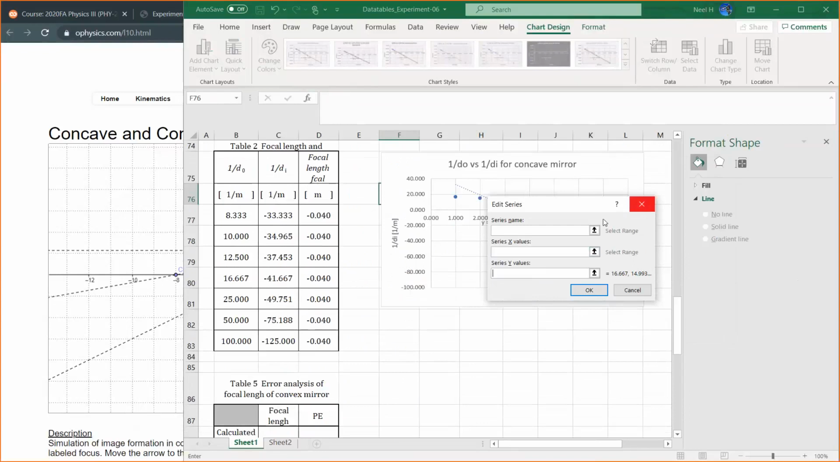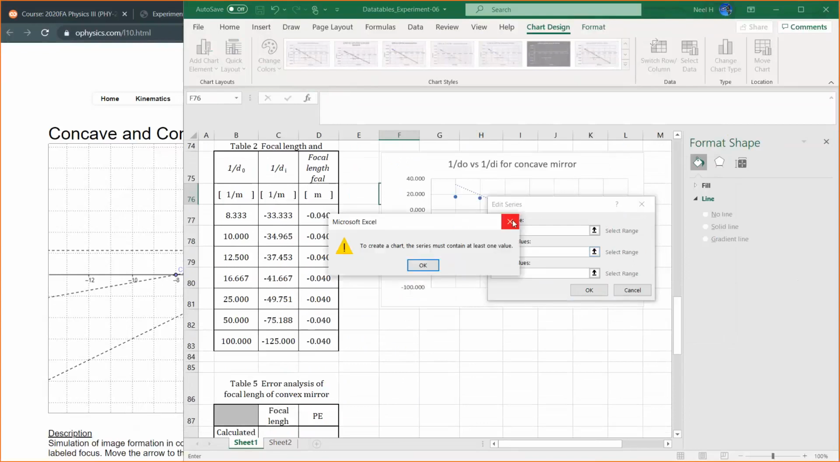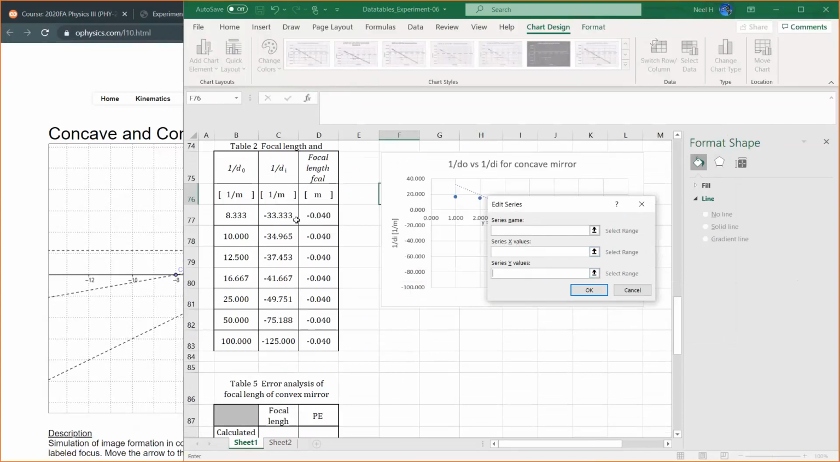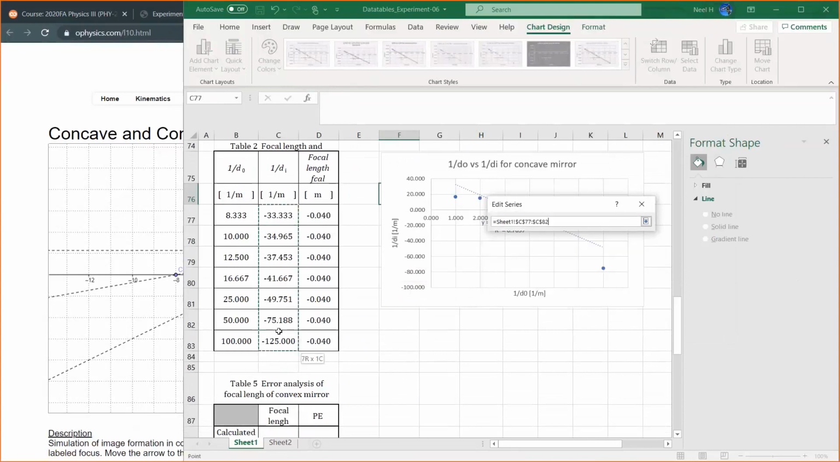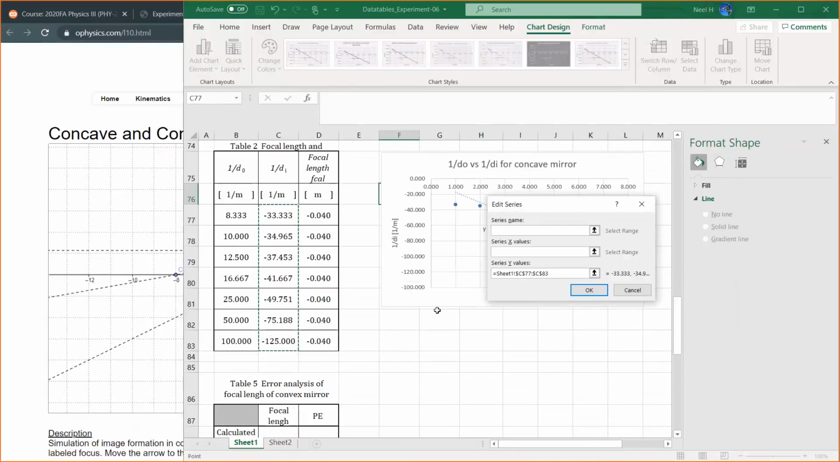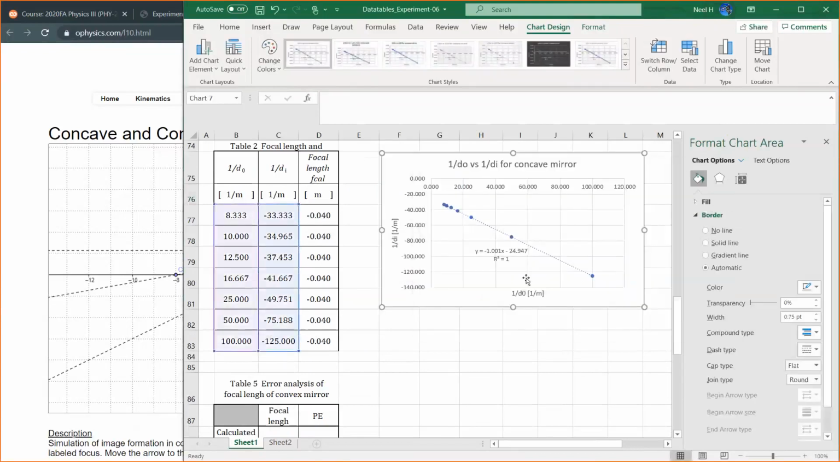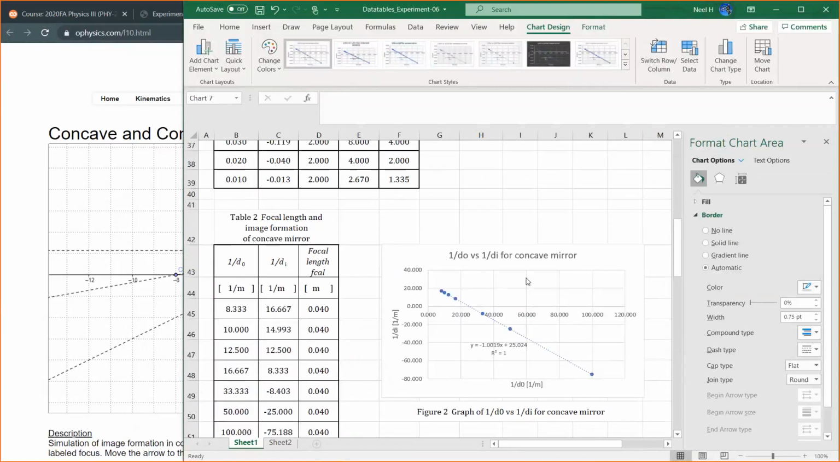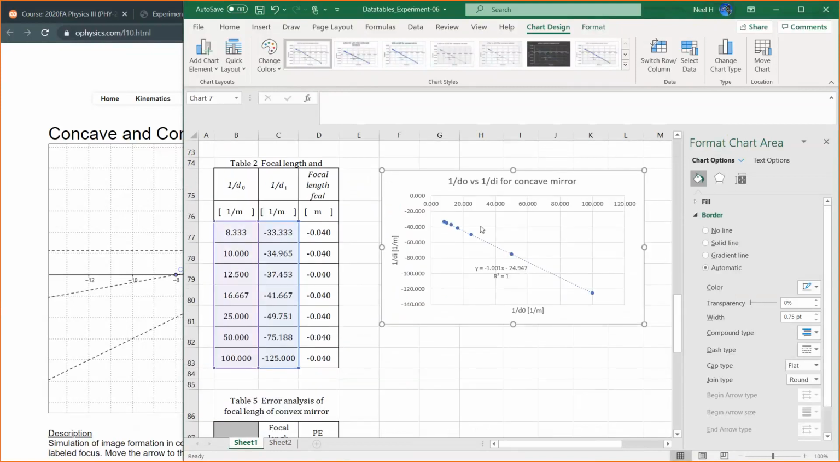Okay, that's the plan. So the Y values should be 1 over di, C number 76 to 83, and then the X values should be B number 76 through 83. Click OK. Click OK again. That's the new graph. It's the same kind of graph, but it's for the new mirror. And you can see the numbers again. It's almost the same. The number in front of the X should be about 1. And if I take the inversion of the intercept, that should be about the focal point.